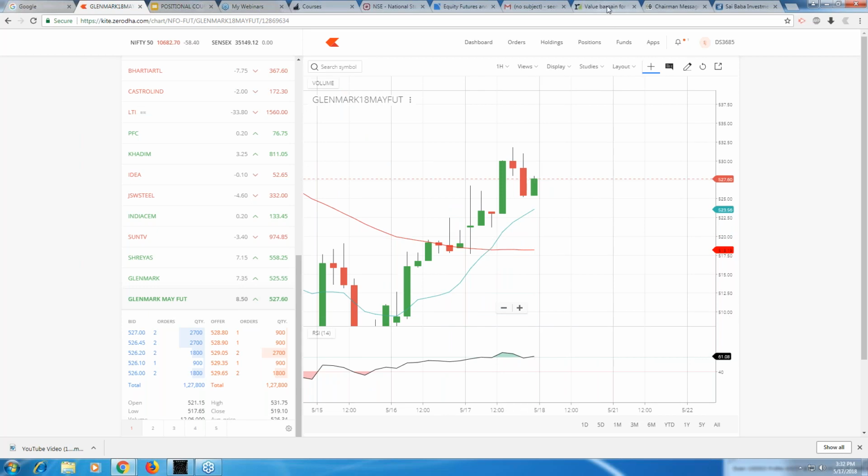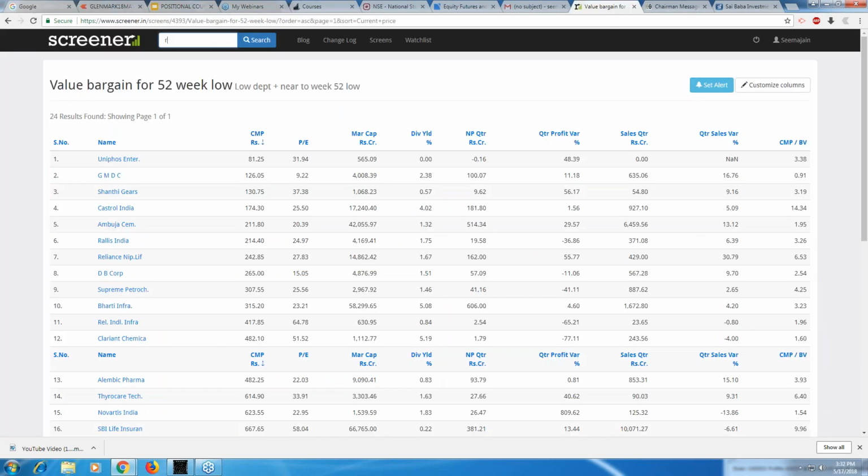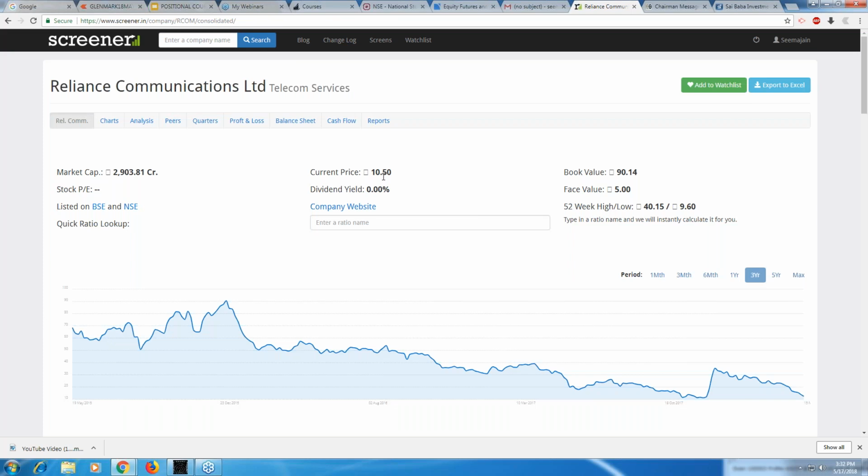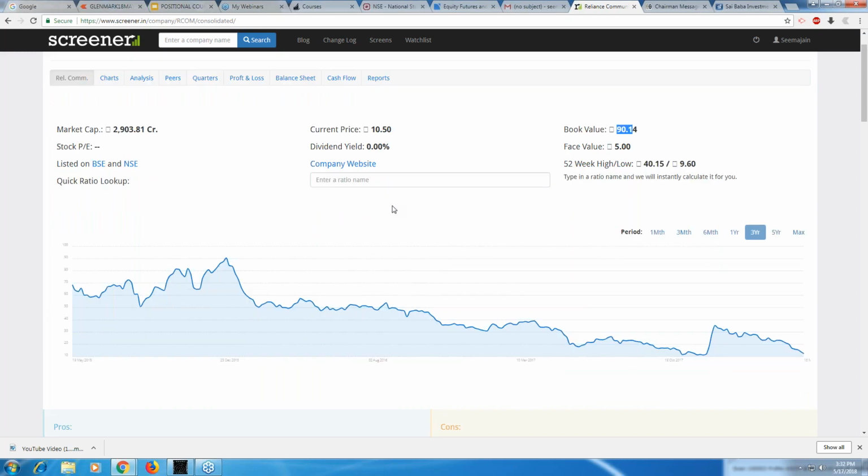One more company I want to show you is RCom. Let's see how it is different from the others. The market cap is pretty good. The current price is 10 rupees. Book value is 90 rupees. So it's trading way below its book value, right?